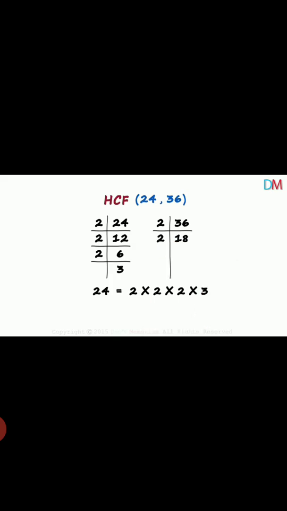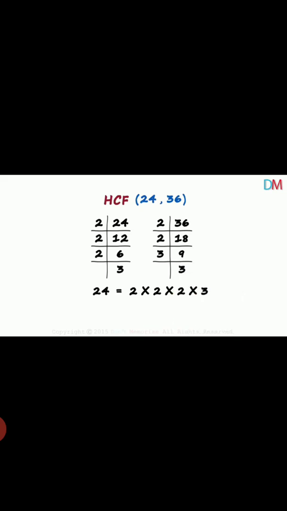2 1s are 2, 2 8s are 16. Now 2 9s are 18. Now 9 is a multiple of 3 and 3 is a prime number. 2 से ये divisible नहीं होगा because 9 is an odd number. So 3 3s are 9 and लास्ट में आपको 2 3 मिल जाएंगे and 3 are prime numbers.